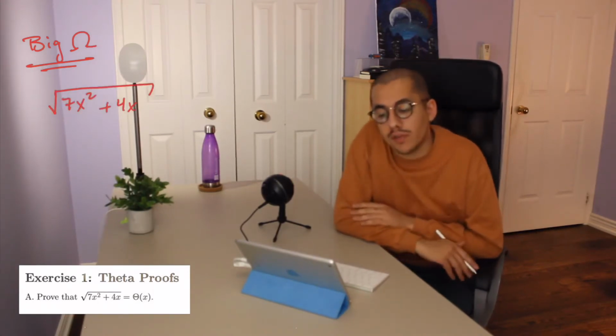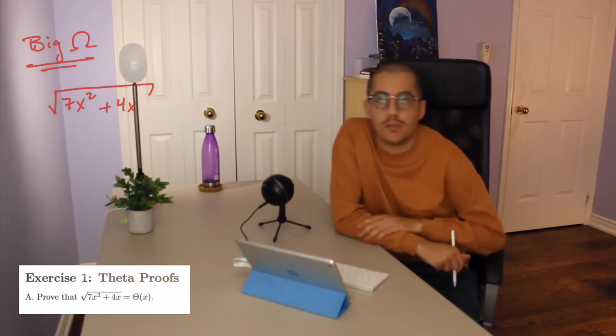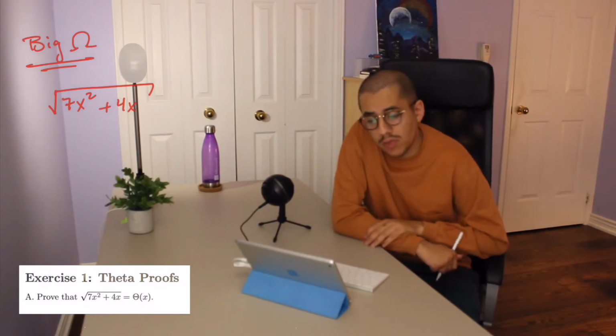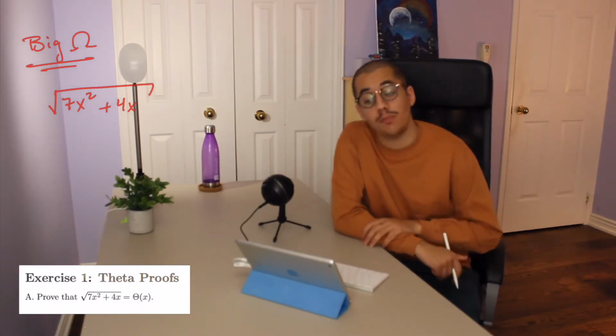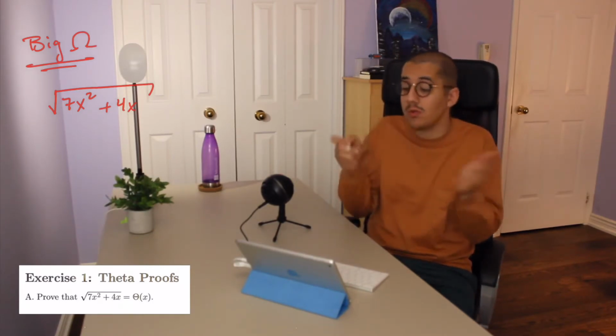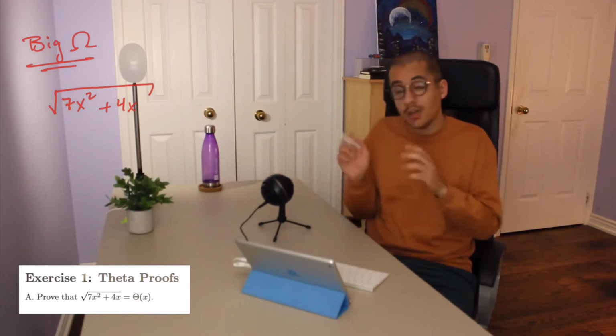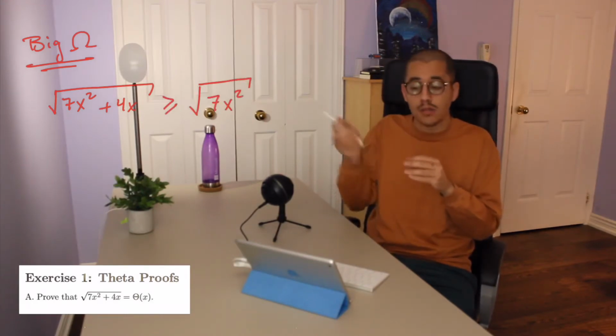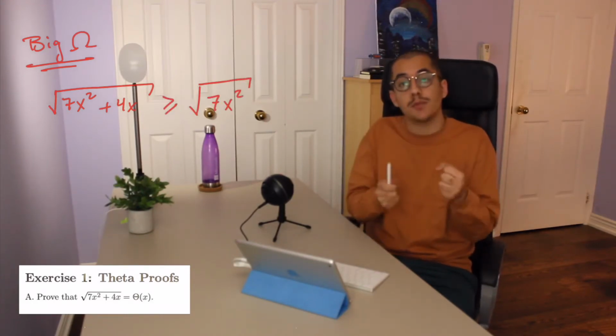Alright, so same thing goes here, but this time it's backwards. We've got to make the inequality become smaller and smaller to the point where we feel like it's appropriate. Alright, so square root of 7x squared plus 4x, how can we make this smaller? Okay, well, we can say that square root of 7x squared plus 4x is bigger than or equal to square root of 7x squared. Get rid of the plus 4x. And remember, it's for x being bigger than or equal to 0, right?